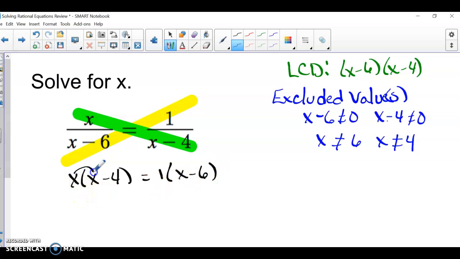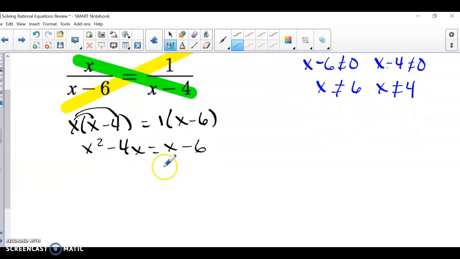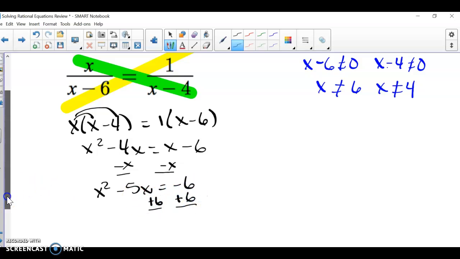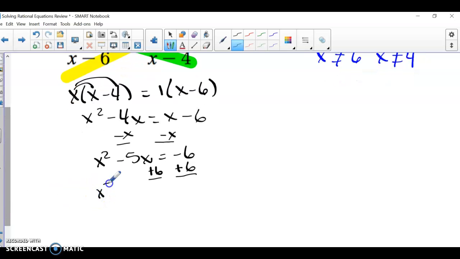I use my distributive property on the left, so I get x squared minus 4x is equal to x minus 6. Again, it's a quadratic, so I'm going to bring everything over. So I'm going to subtract x from both sides first. X squared minus 5x equals a negative 6. Then I add 6 to both sides. I get x squared minus 5x plus 6 is equal to 0.